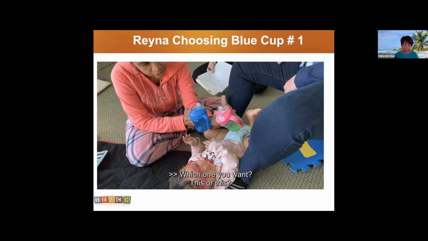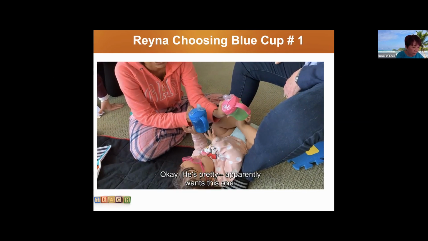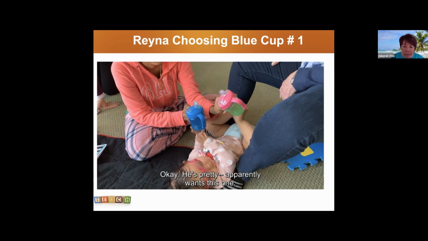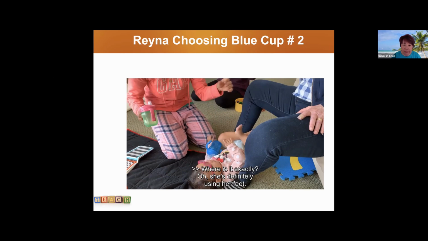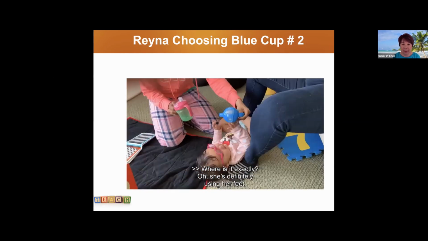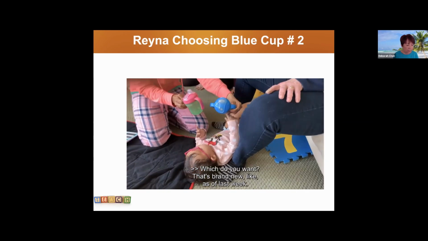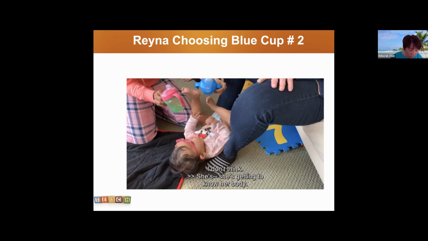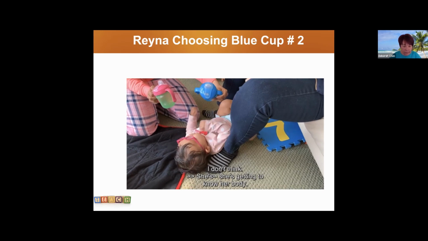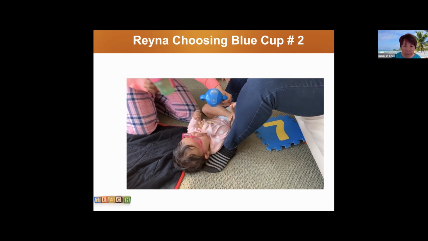Which one do you want? This or this? Okay, she pretty clearly wants this one. Now we know that parents need to test this. Where is it exactly? And she's definitely using her feet. Which one do you want? A lot. That's brand new, like as of last week. Literally. Really? Yep. That's wonderful. Like 10 days maybe. Not even when you were here last, I don't think she was using it. She's getting to know her body. Which one do you want? You pick one. Okay, thank you. I'll bring it to you.